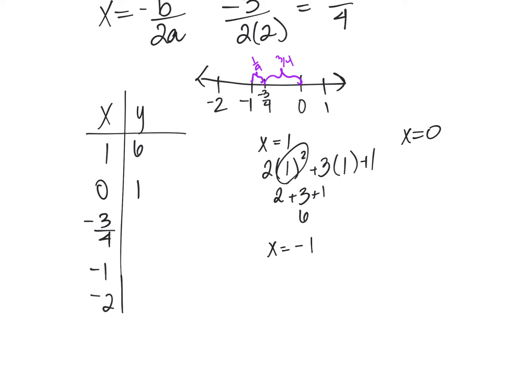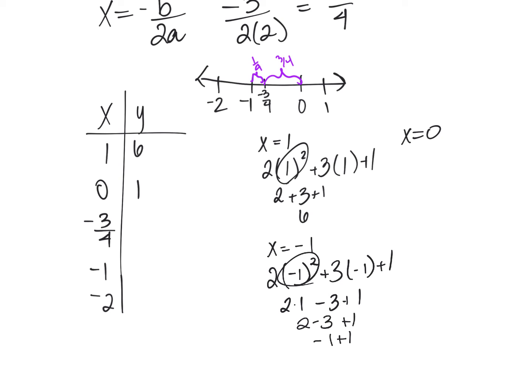Even if I was super mean and gave this type of problem to you on a test, and you could plug in all the numbers except for that 1/3, your graph's still going to look pretty close, and you get most of the credit. I still want you to try to do your fractions, because we are big kids and we need to know how to do fractions. 2 times negative 1 squared plus 3 times negative 1 plus 1. Exponent first, so 2 times 1 minus 3 plus 1. 2 minus 3 plus 1. Negative 1 plus 1 is 0.